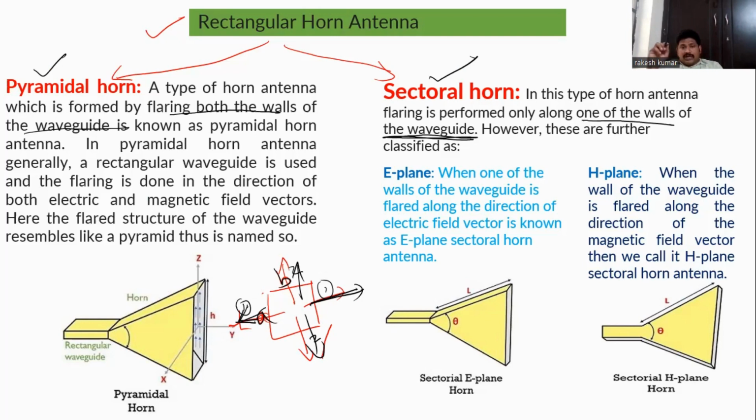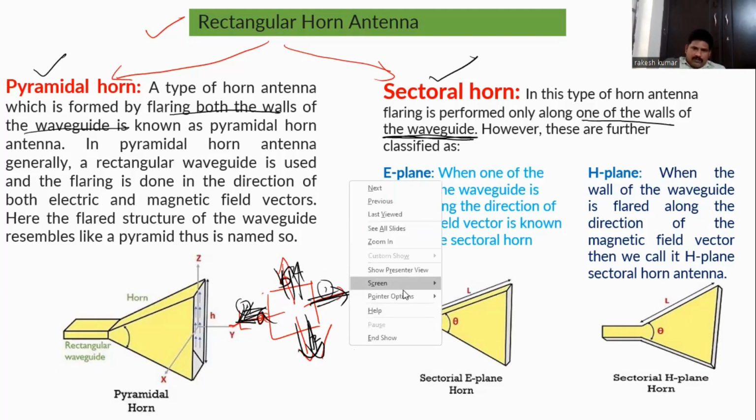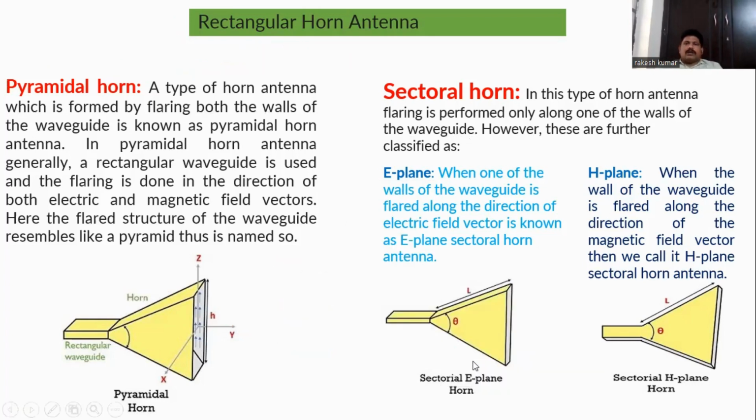If the flaring is done in both directions, for example on both the A side and the B side, such a horn antenna is called pyramidal. If you observe here, this is a rectangular waveguide. Here the flaring is done in this direction, and similarly the flaring is done in this direction also. So flaring is done in both directions, and this is called a pyramidal horn.